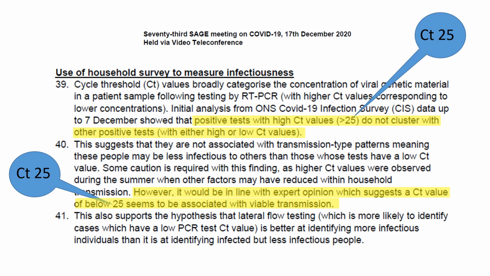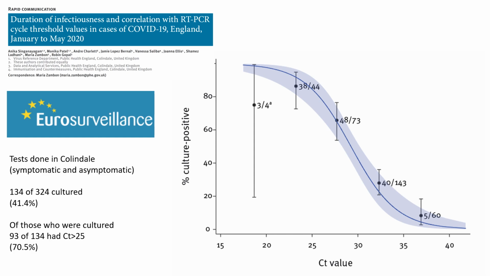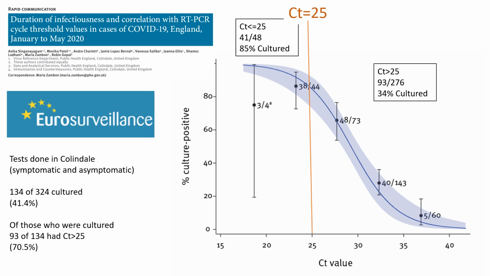Well, I'm going to show you a few studies to take through this. So this is a study from Colindale, PHE in Colindale, and here they actually have looked at 324 samples. They managed to culture 41.4% of them, and you can see from this curve that actually a lot of the ones who were cultured actually had CT values above 25. There was a culture rate of 34%.